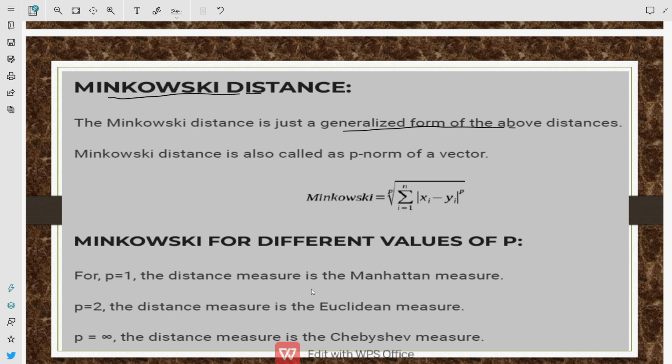Minkowski distance is also called the p norm of the vector. You have to make a note that this is the p norm of a vector. Minkowski distance is measured as the p root of the sum of the absolute differences raised to the power p.